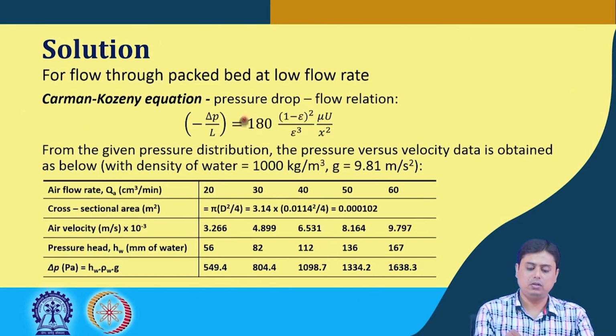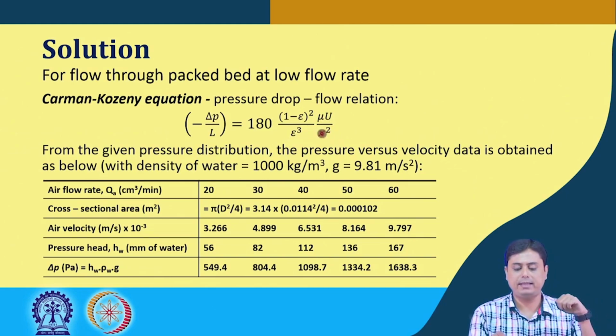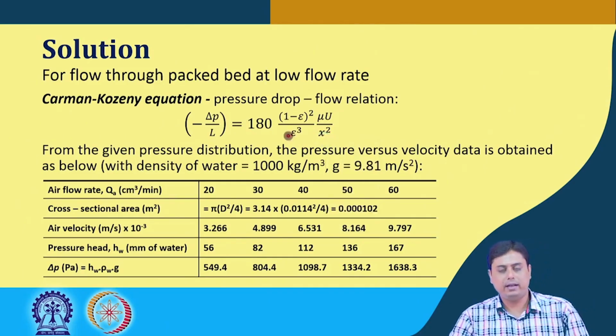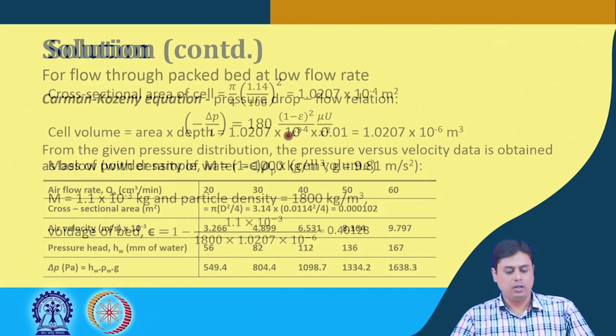which is nothing but this expression, 180 (1 minus epsilon) square by epsilon cube multiplied by the mu and x square, where x is the unknown value. Once you do that, you can find out what is x, but you do not also know directly what is the value of epsilon, the porosity or the bed voidage value. So, how do you calculate that? How do you estimate that from this given information?